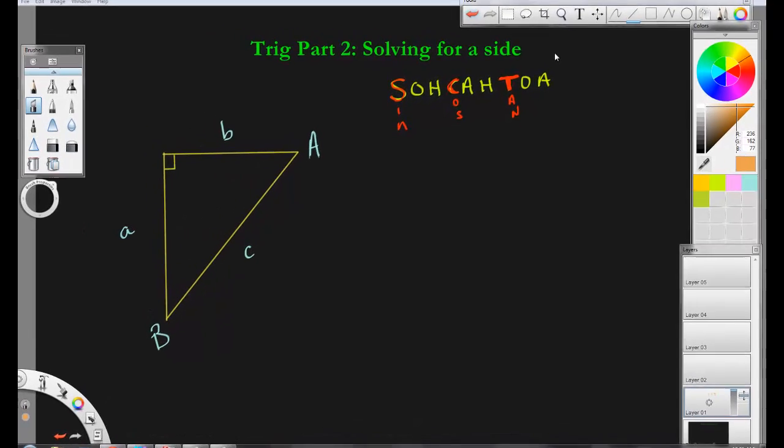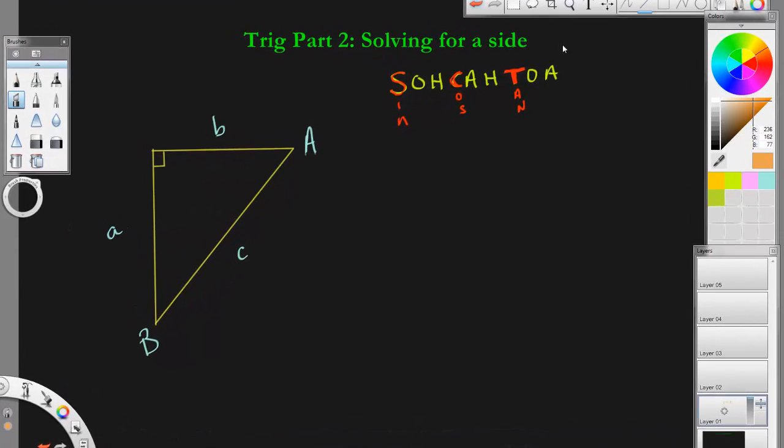This is trigonometry part 2. This is where it really starts, when you can actually start doing stuff with this. Now I have SOHCAHTOA written here, and this means that sine is opposite over the hypotenuse, cosine is adjacent over hypotenuse, and tangent is opposite over adjacent.